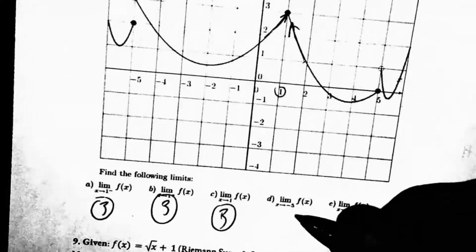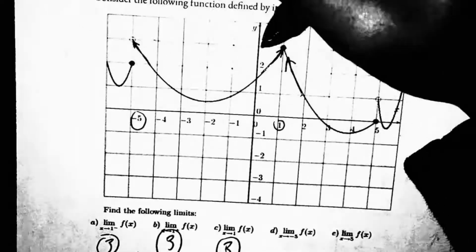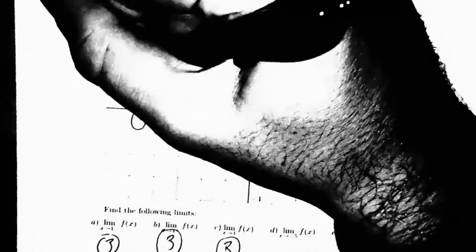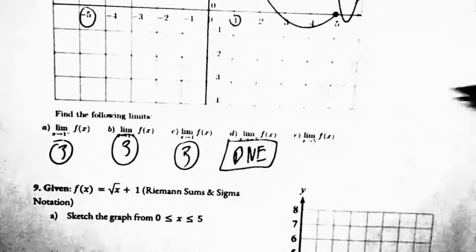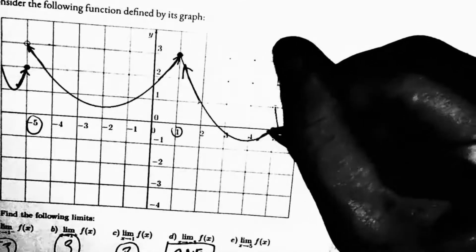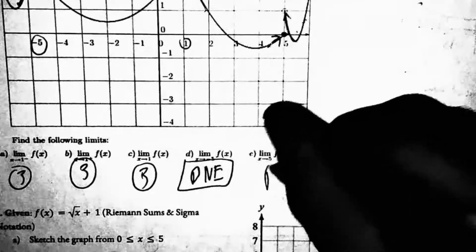And then how about limit at -5? So we're going to go to -5. Uh-oh, we got a problem, because when I approach from the right, I approach 3. When I approach from the left, I approach 2. Therefore, since they do not match, does not exist. As we approach 5, similar issue. Left side is 0. Right side is 1. Does not exist.